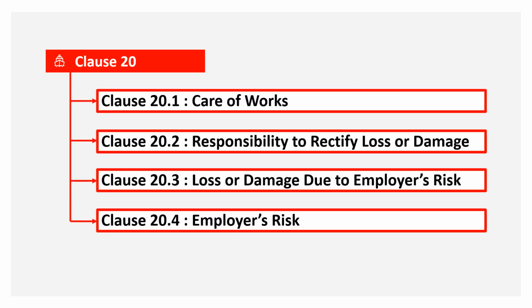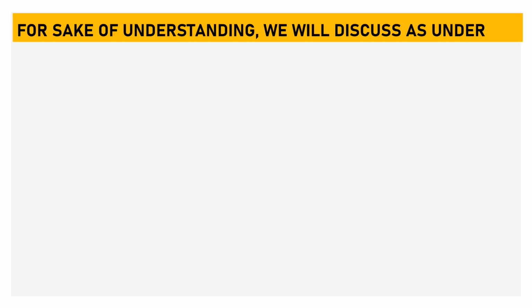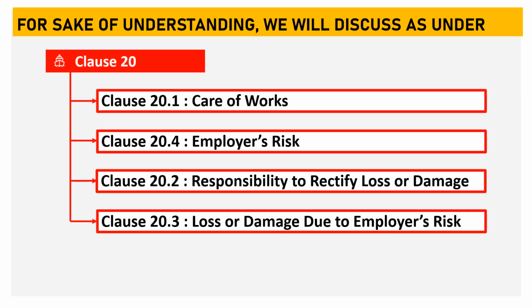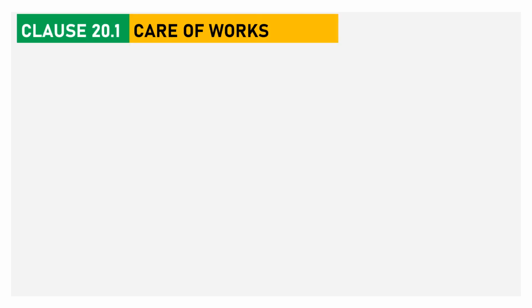Clause 20 is divided into 4 subclauses. Clause 20.1 is care of works, 20.2 is responsibility to rectify loss or damage, Clause 20.3 is loss or damage due to employer's risk, and Clause 20.4 is employer's risk. For the sake of understanding, we will discuss Clause 20 in the following manner. We will discuss Clause 20.4 employer's risk at second number. At first, we will discuss Clause 20.1 care of works.